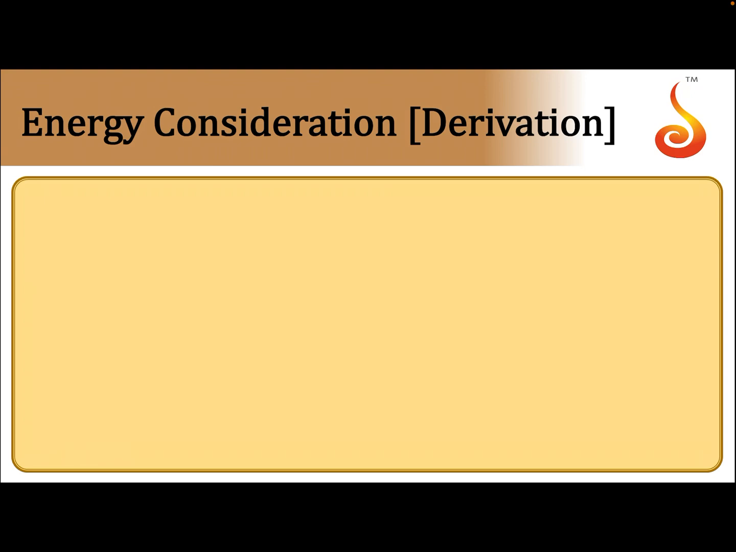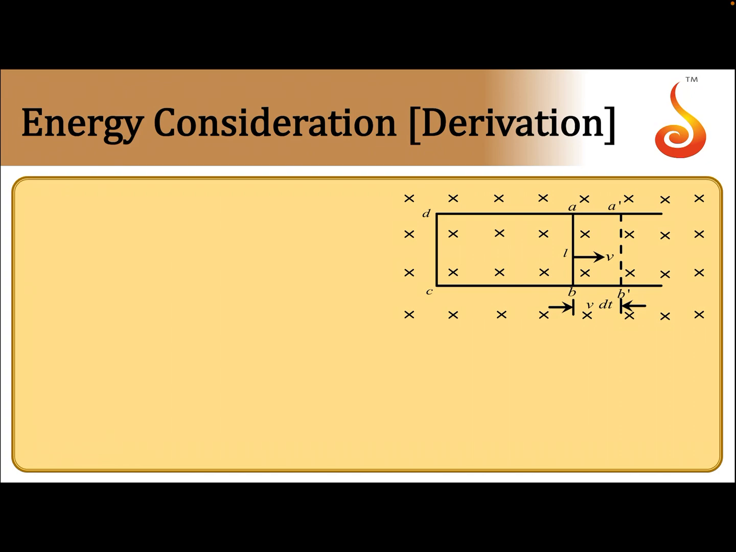magnetic field. So if I consider the case of a conductor moving in a magnetic field, we know that the induced current I is given by induced EMF, BLV, divided by the resistance of the rod R. Now the rod is moving towards right in the magnetic field, so it experiences a magnetic force.